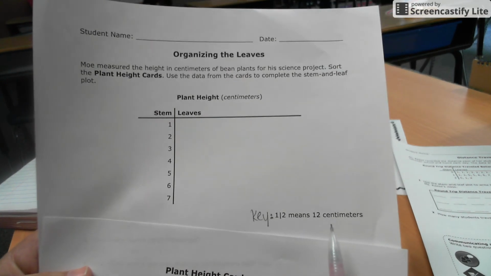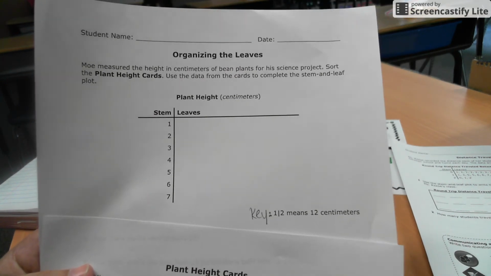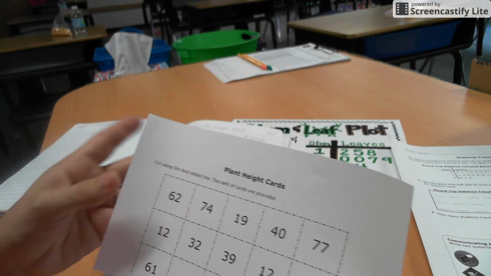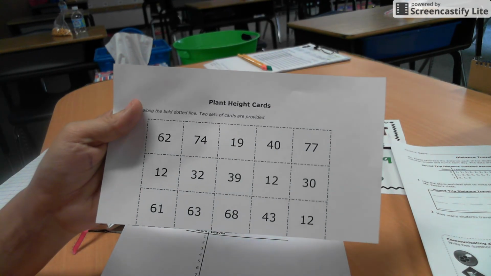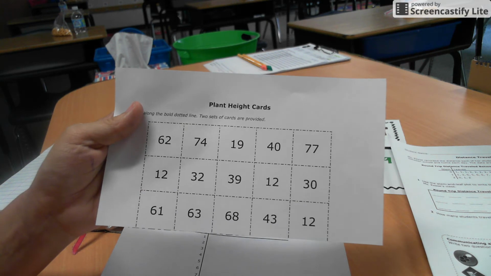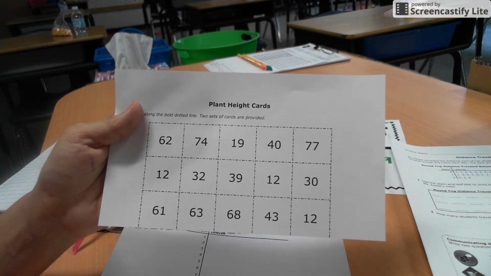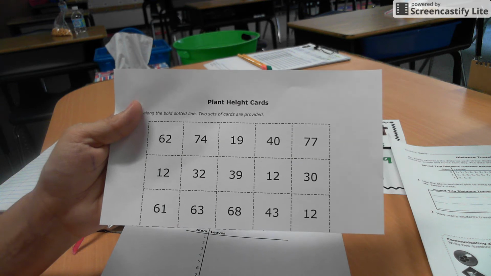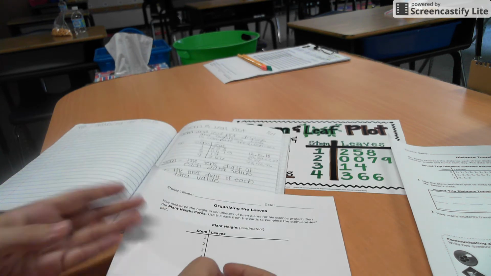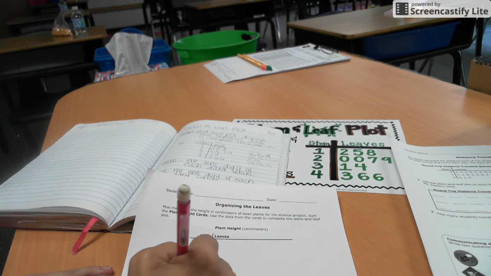It tells us that 1 in the stem and 2 in the leaves means 12 centimeters. So here's what you're going to do. You're going to use these cards right here. Now, if you want, you can cut them out and sort them. You do not have to, though, because can you tell what digit is in the ones place and what digit is in the tens place?